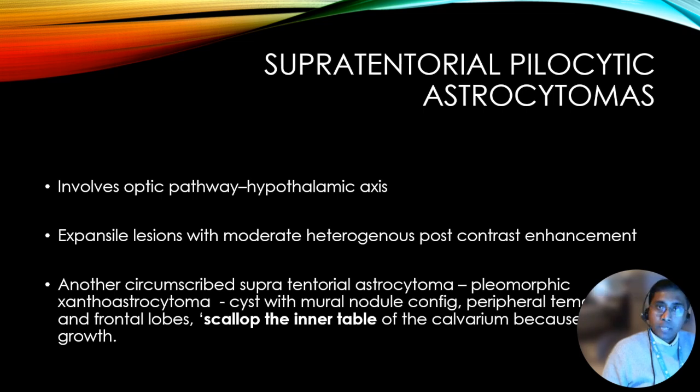What happens if the pilocytic astrocytoma occurs in the supratentorial parenchyma? If it occurs in the supratentorial region, it involves the optic pathway hypothalamic region. And remember, that is the most common location, and they tend to be expansile, with moderate post-contrast enhancement. Remember, PXAs are another group of supratentorial astrocytomas which tend to have a cyst plus mural nodule configuration, and which tend to scallop the inner table of the calvarium.